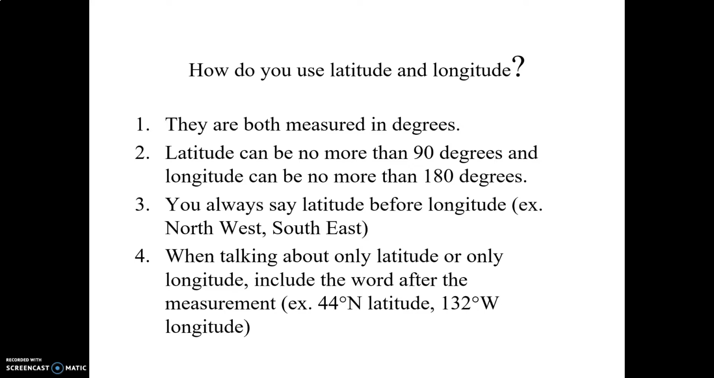Whenever you're talking only about latitude or longitude, you're always going to include the word for which one you're talking about. For instance, I said earlier that we live at 34 degrees north, so you would say 34 degrees north latitude. The example I have here is 44 degrees north latitude. For longitude, you'd say 132 degrees west longitude, or for where we live in Atlanta, 84 degrees west longitude. So when talking about only latitude or longitude, make sure you include the word latitude or longitude. Keep that in mind when you're doing examples with latitude and longitude.